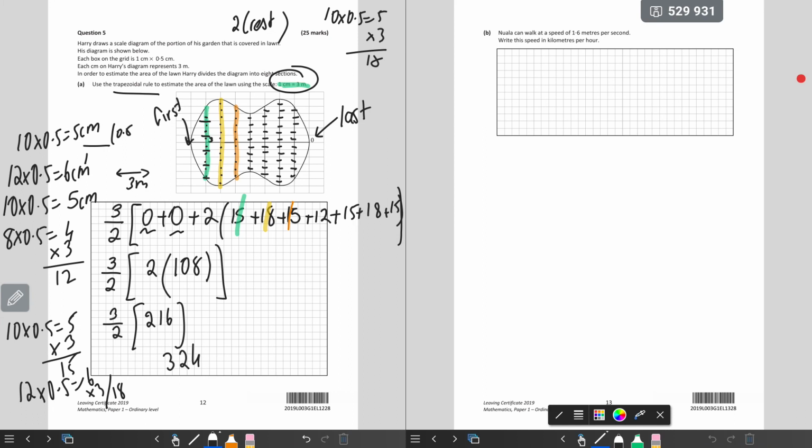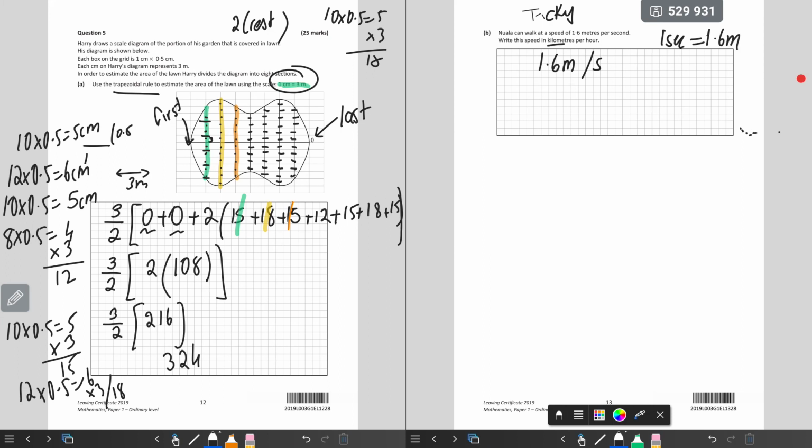So now, I can walk at a speed of... this is tricky. There's a wee bit of unit conversion in this. I can walk at a speed of 1.6 meters per second. That means for every second, she's walking 1.6 meters. So in 2 seconds, how much is she walking? In 1 second, it's 1.6 meters.